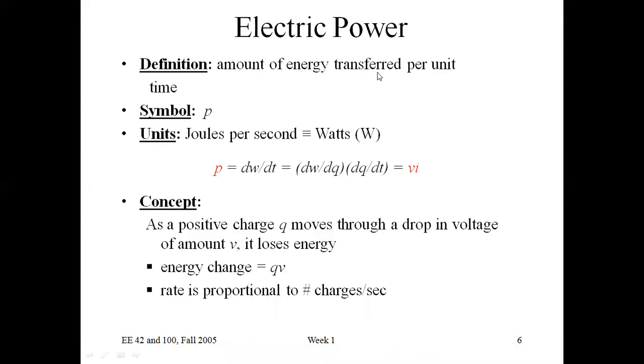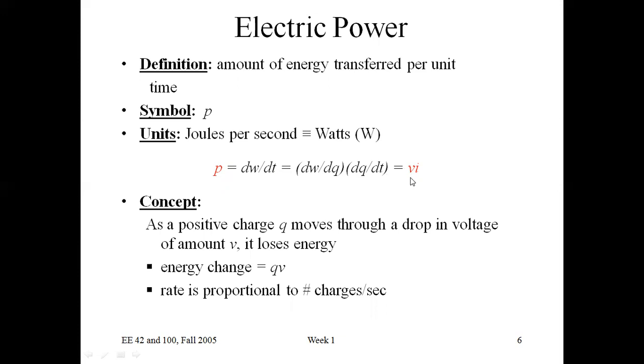Then electric power. The amount of energy transferred per unit time is nothing but the power. The symbol for power is P, and it is measured in joules per second, that is watts. So power P is dW by dt, which is equal to dW by dq times dq by dt, that is VI. It means P is equal to the product of the instantaneous values of voltage and current.